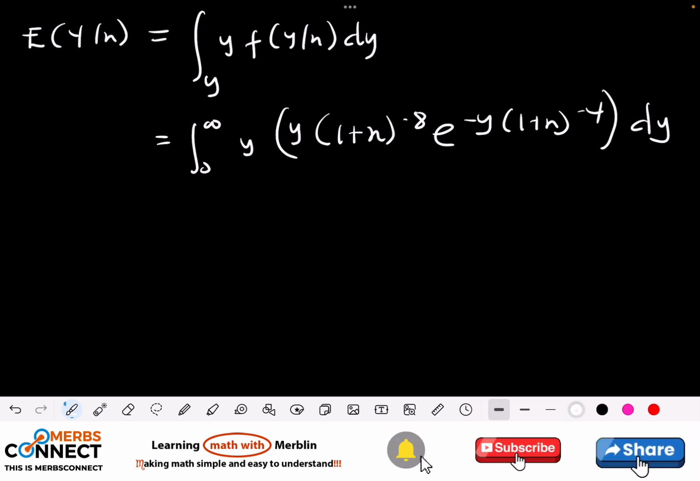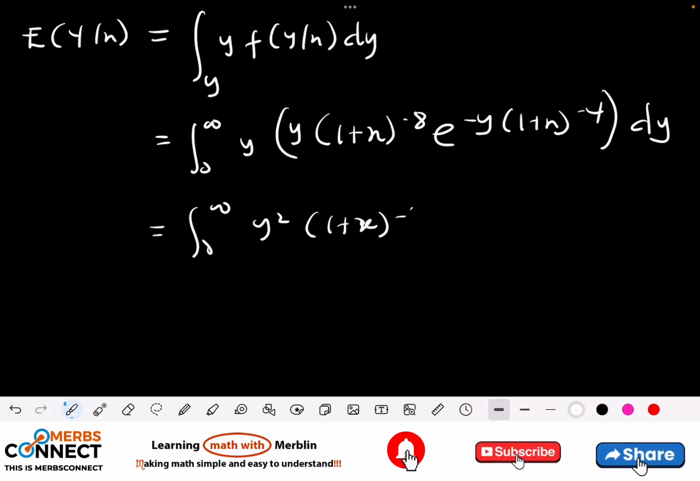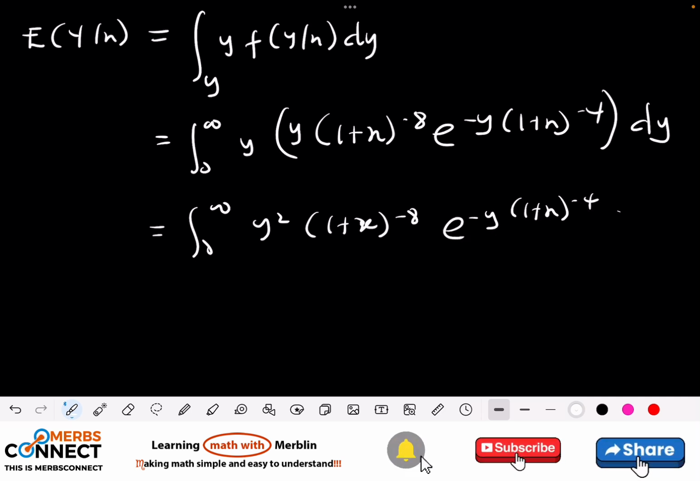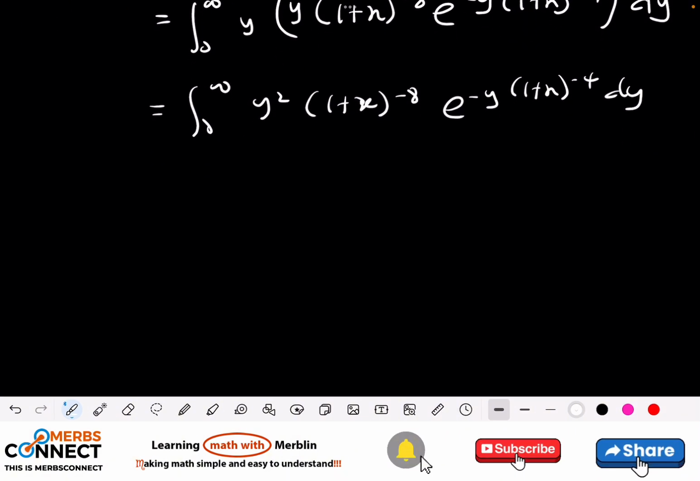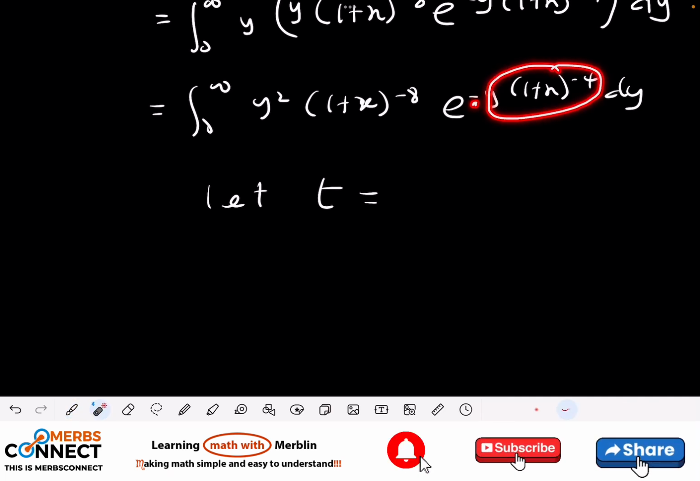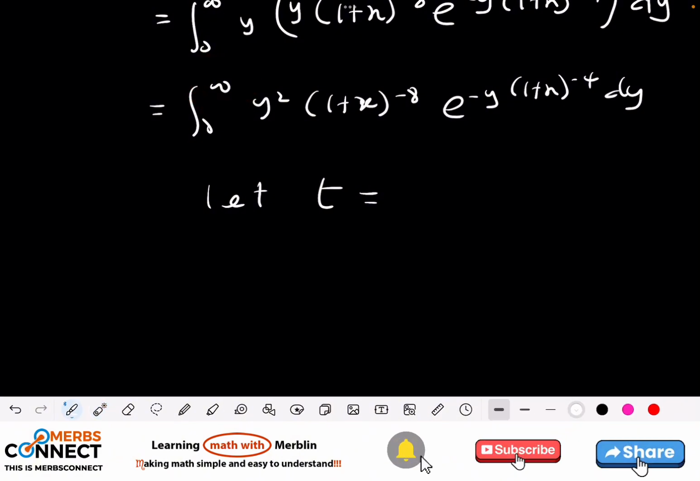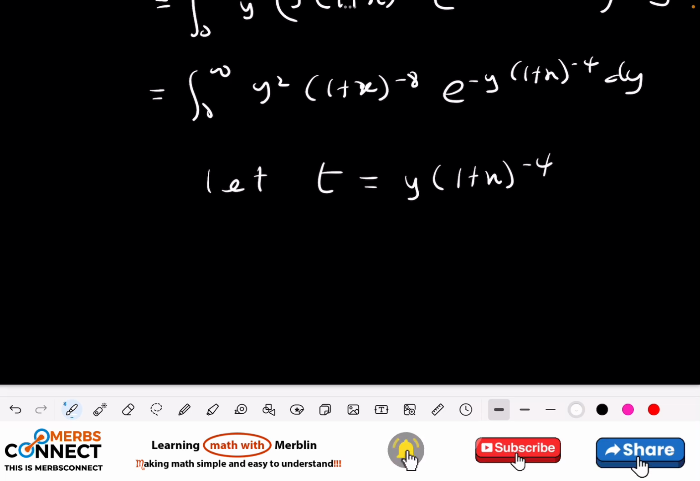So let's do that. What we can do is we can multiply the y here to this. So we are going to have from 0 to infinity y squared 1 plus x to the power minus 8 e to the power minus y 1 plus x to the power minus 4 dy. So the same thing like the one that we did. Let t be equal to just the one here without the negative, so that when you evaluate it at negative infinity, you get negative infinity and get to 0. So this one will be y 1 plus x to the power minus 4, right?